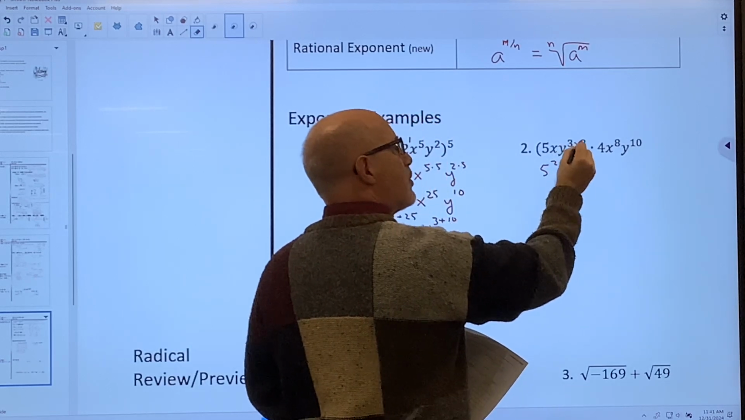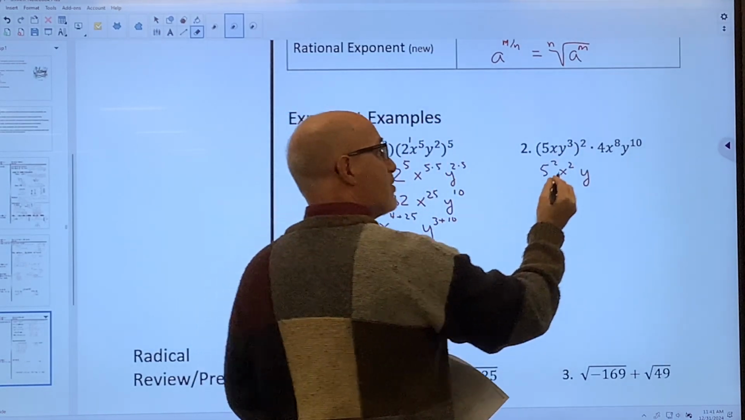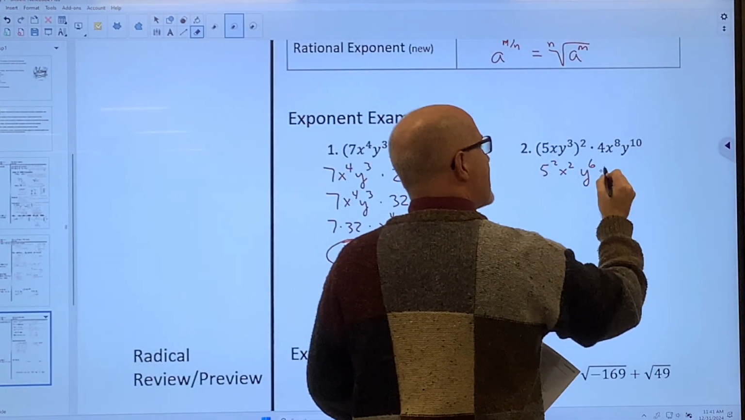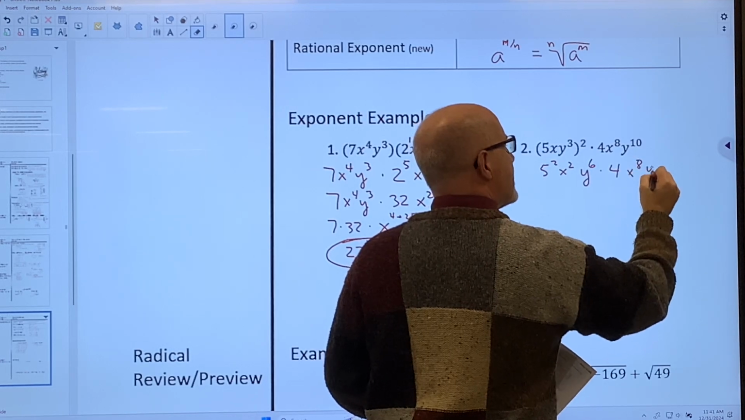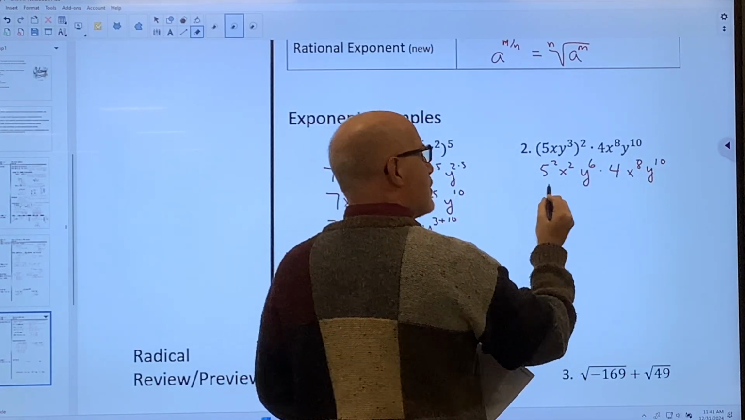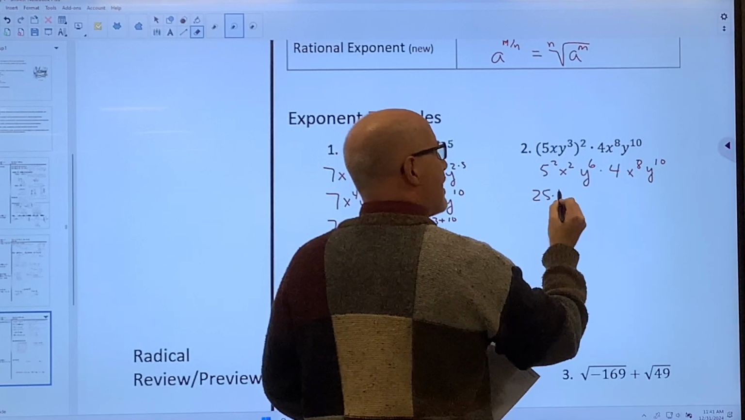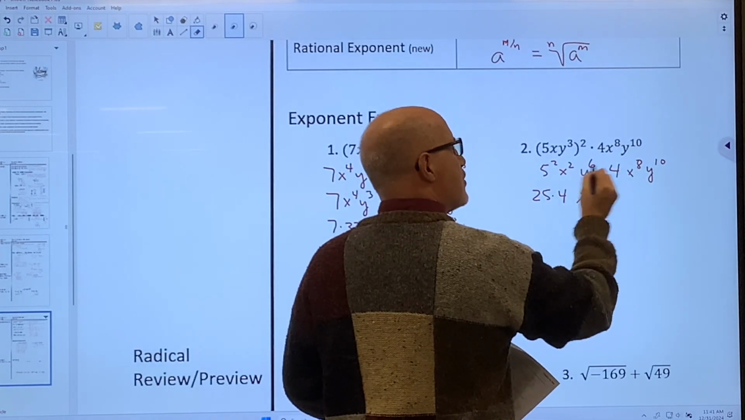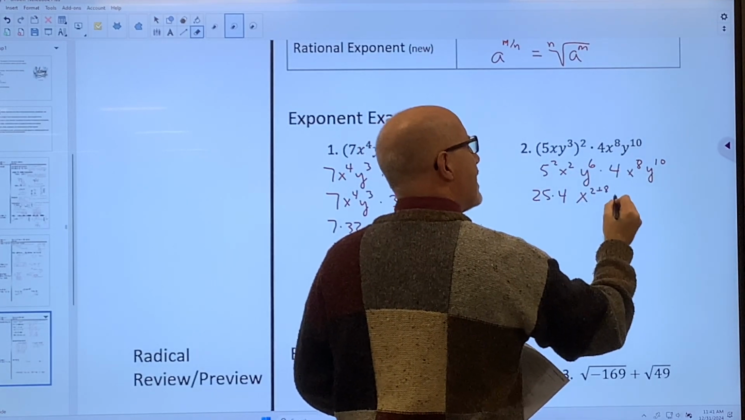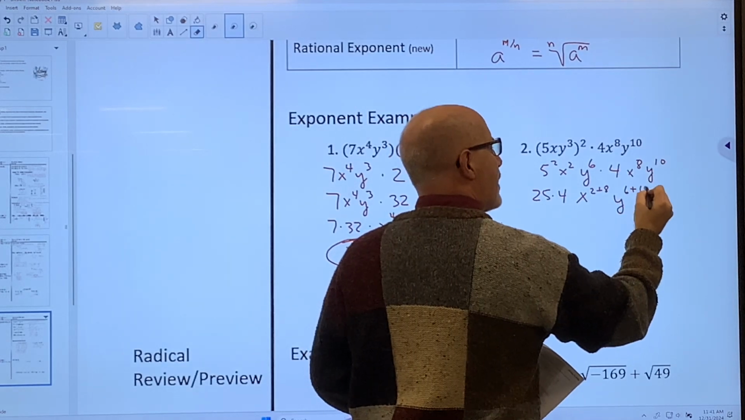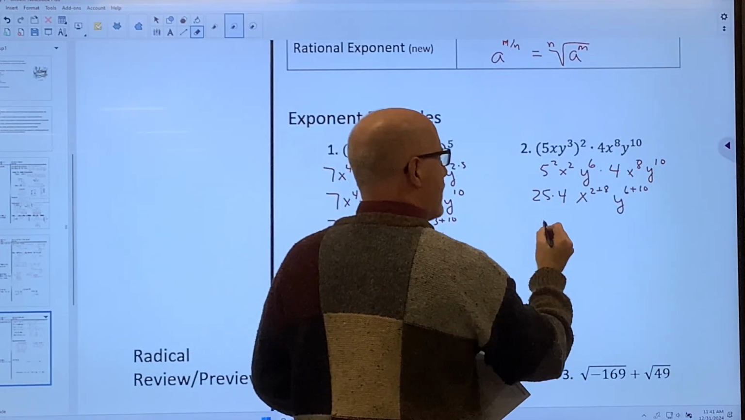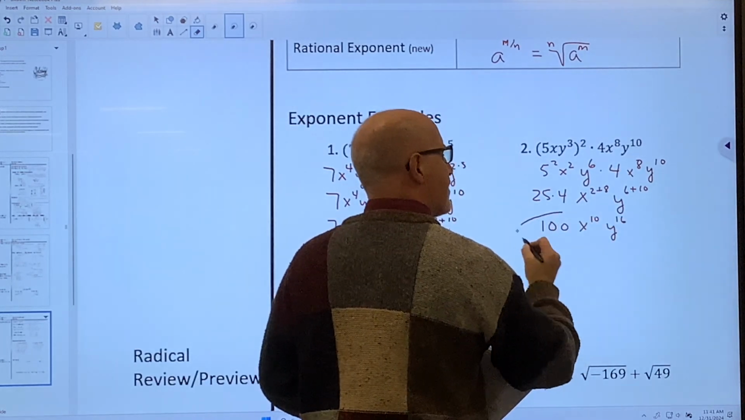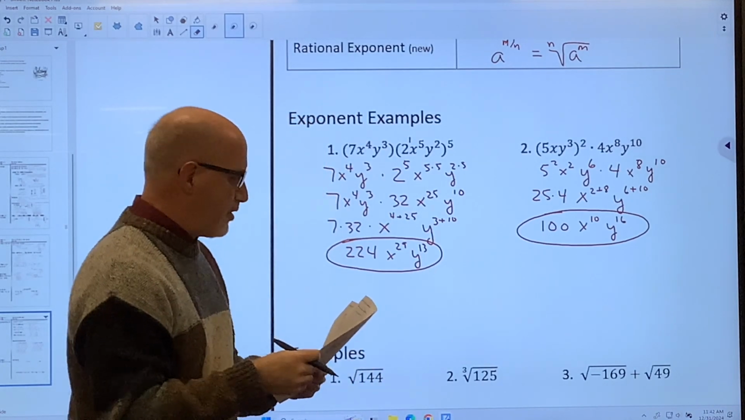And then y to the 3 times 2, I'm going to go ahead and multiply those two, and I get the 6th power. Remember, it's multiplication when you bring it in. And then times 4, x to the 8th, y to the 10th. X squared is equal to 25, so I'm going to have 25 times 4 in the front. Multiply the numbers, bring those together. X to the 2 plus 8 power here, and then y to the 6 plus 10 power here when I have the same base. So 25 times 4 is 100, x to the 10th, y to the 16th, for a simplified form of that answer.